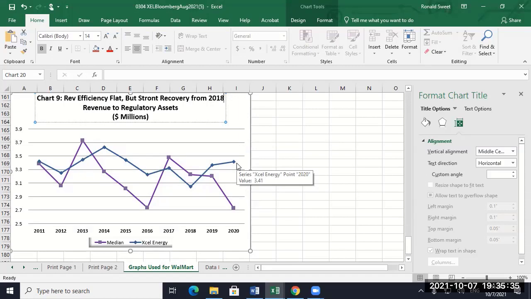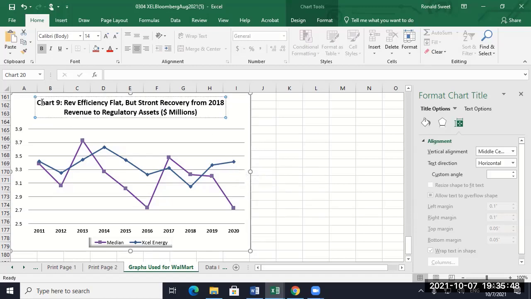Did they recover by shutting down some inefficient regulatory assets? Did they recover by getting a base increase? I mean, that's the hard thing with utilities. It's very regulated. So this is what you want. You want the title to tell what story you're trying to tell. And then the second part is what you actually measure.